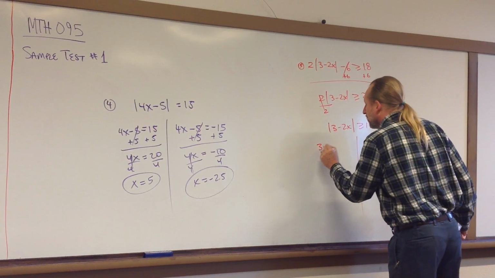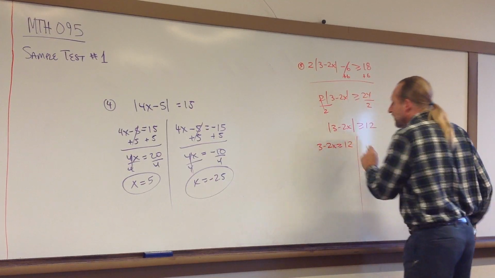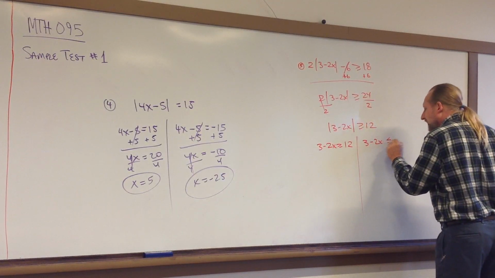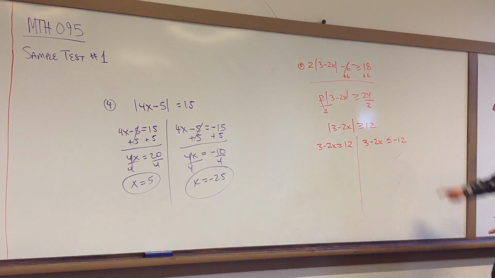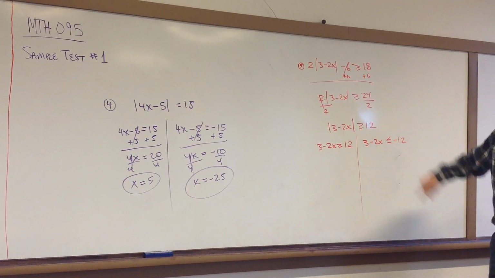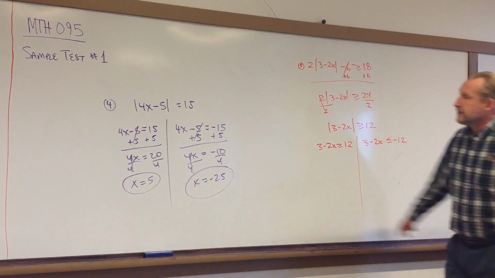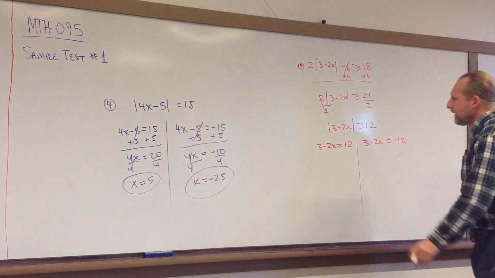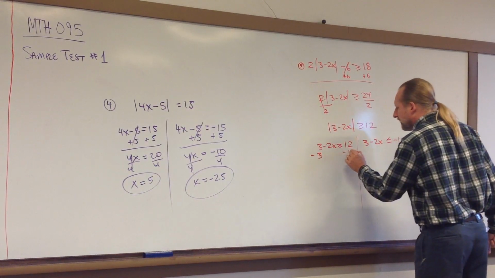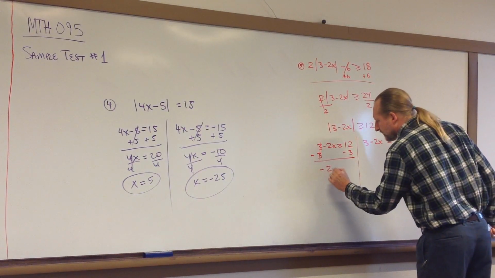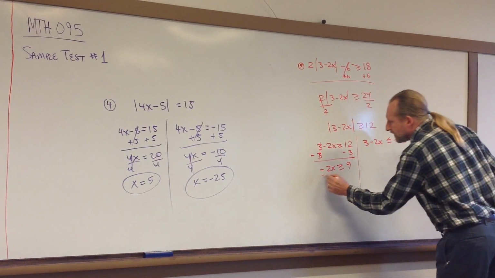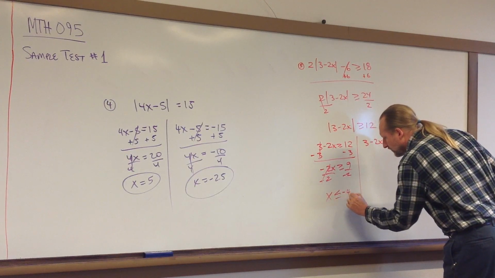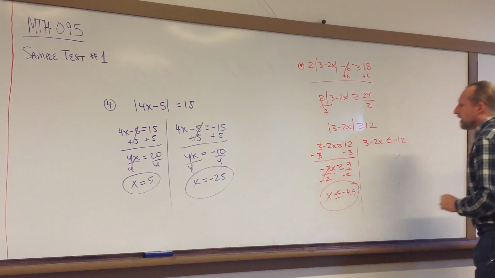And so now we want to split this into two pieces. 3 minus 2x greater than or equal to 12. 3 minus 2x less than or equal to negative 12, right? When we make this 12 negative, that flips that symbol around. And that didn't happen here because the equal sign is the same on both sides. Okay, let's see. Subtract 3, don't lose that negative sign, minus 2x greater than or equal to 9. And so then x less than or equal to negative 4.5.